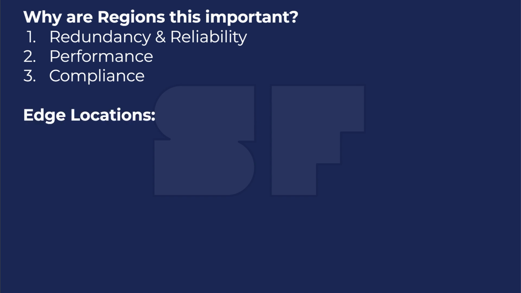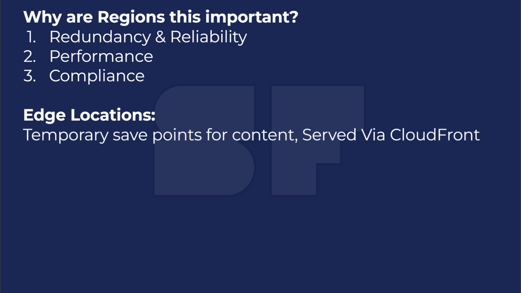In addition to its regions and AZs, AWS has edge locations that work with its content delivery network called Amazon CloudFront. Edge locations are scattered even more widely across the globe and are used to cache content. You can think of them as temporary save points for images or videos closer to your users for faster delivery. Now, lastly, one important thing to know about AWS is that not all services operate in the same way when it comes to regions. Some services are region specific, while others are global.